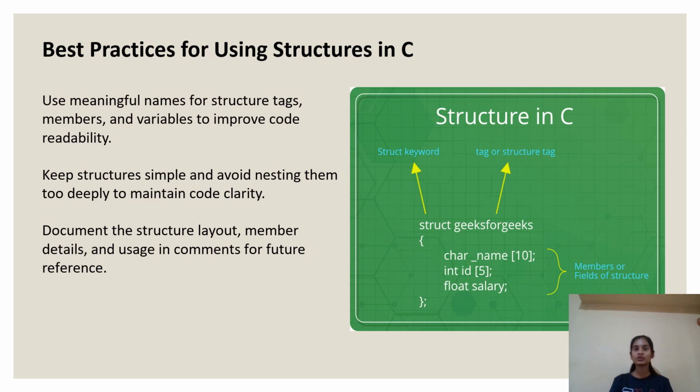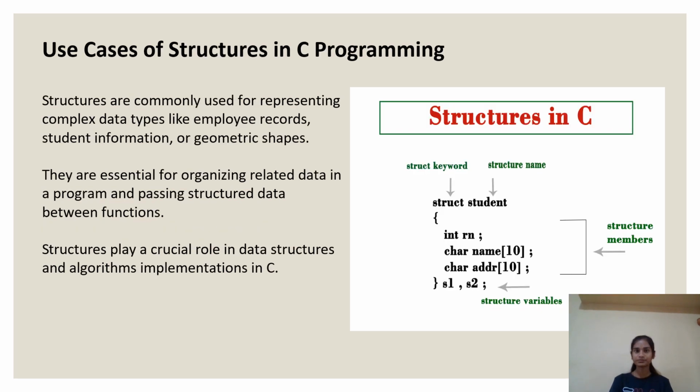Best practices for using C structures. Use meaningful names for structure tags, members and variables to improve code readability. Keep structures simple and avoid nesting them too deeply to maintain code clarity. Document the structure layout, member details and usage in comments for future reference.